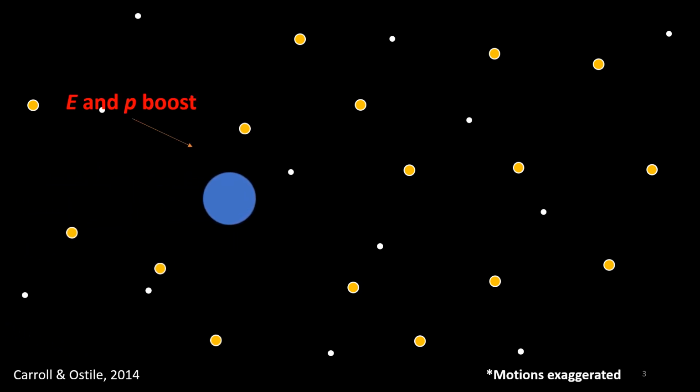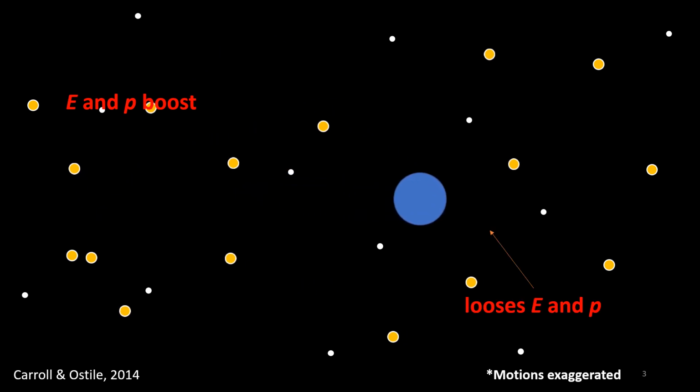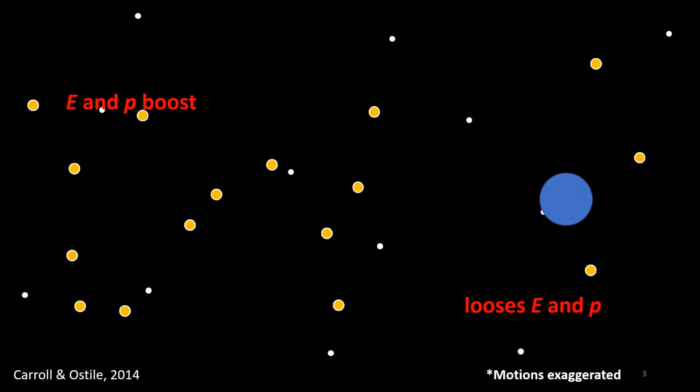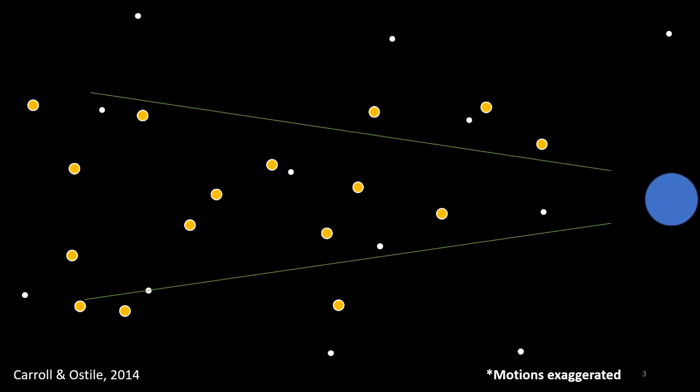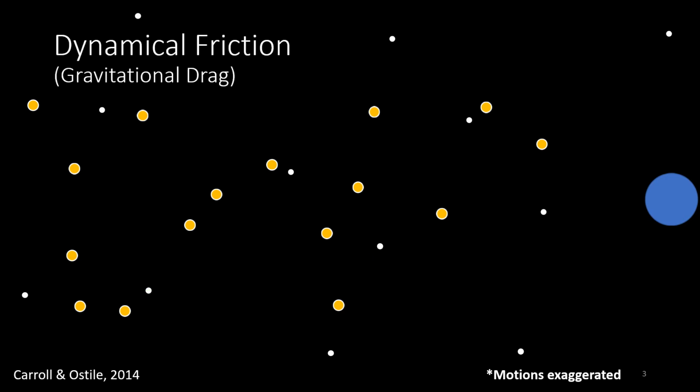Let's imagine a massive object traveling through a field of uniformly distributed, less massive objects. The body will gravitationally interact with the others, giving them an energy and momentum boost as it passes by. From conservation laws, the massive body will lose some of its own energy and momentum, leaving a wake of stars in its path. This effect is called dynamical friction, or gravitational drag.